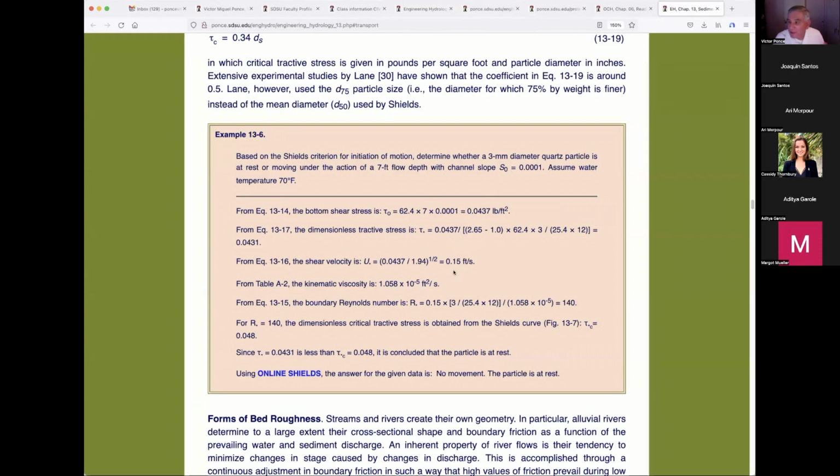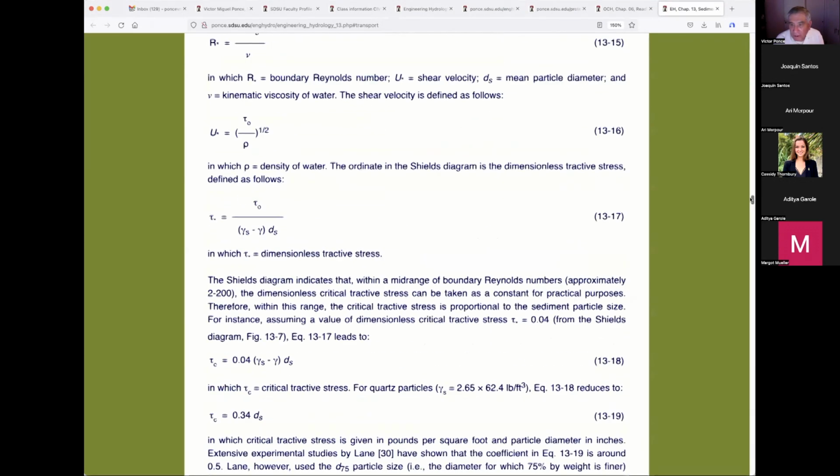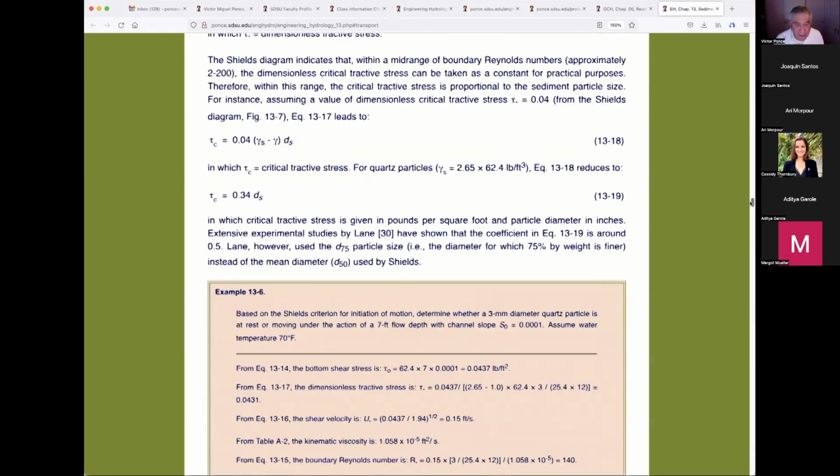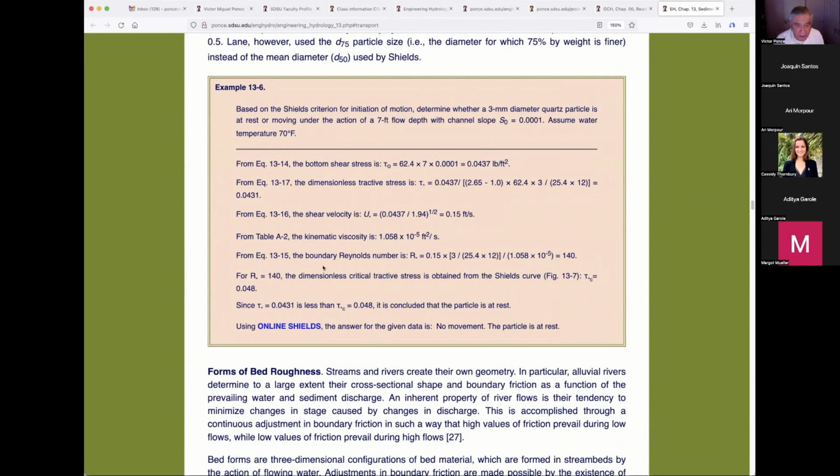The kinematic viscosity, we already know where it comes from. The boundary Reynolds number, by definition, from equation 3.15, right there. For boundary Reynolds number equal to 140, the dimensionless critical tractive stress from the Shields curve is 0.048. And since tau star is 0.0431, which is from over here, is less, then it is concluded that the particle is at rest.